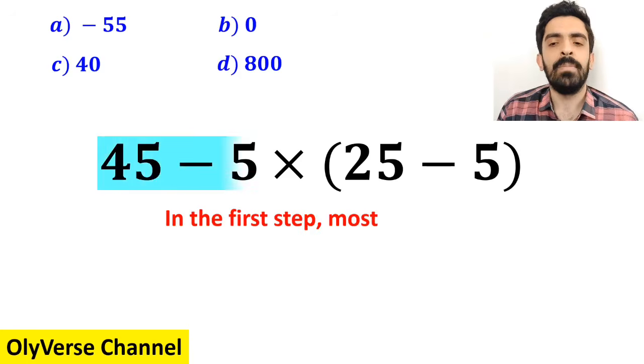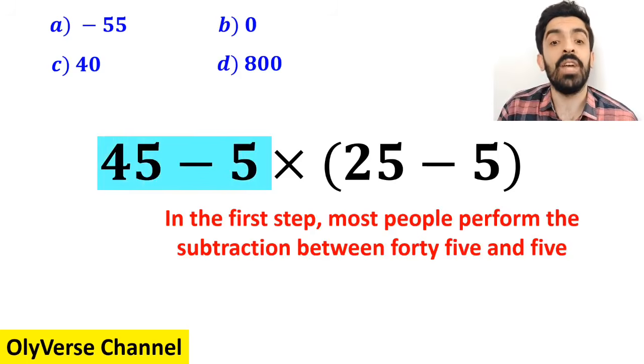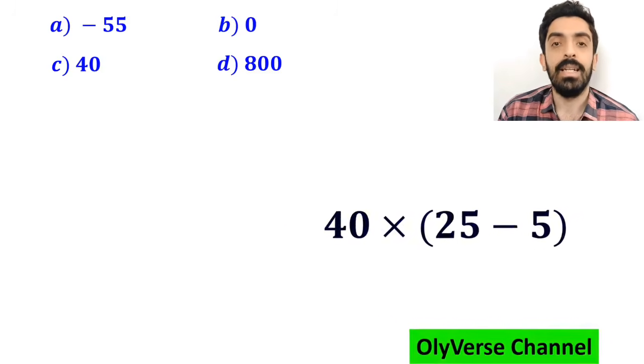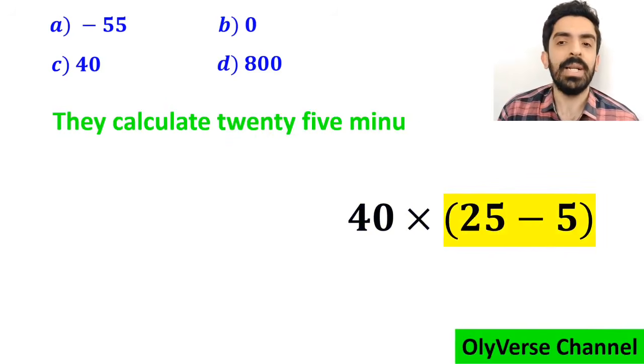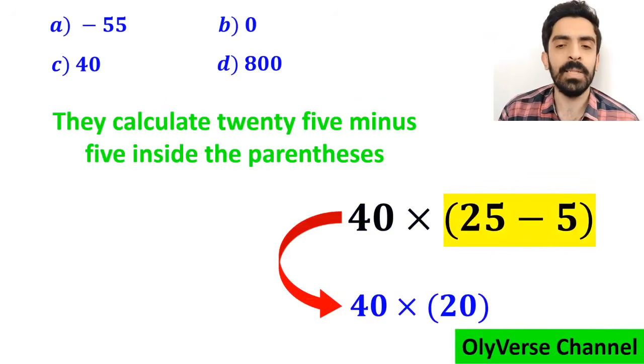And the first step, most people perform the subtraction between 45 and 5, which I have highlighted in blue. So, this expression simplifies to 40 multiplied by 25 minus 5 inside the parentheses. And the next step, they calculate 25 minus 5 inside the parentheses, which becomes 40 multiplied by 20. And finally, the value of this expression must be equal to 800.